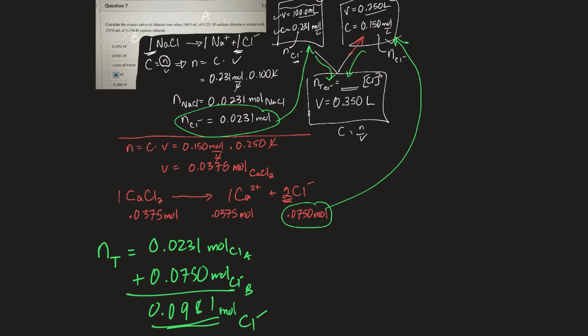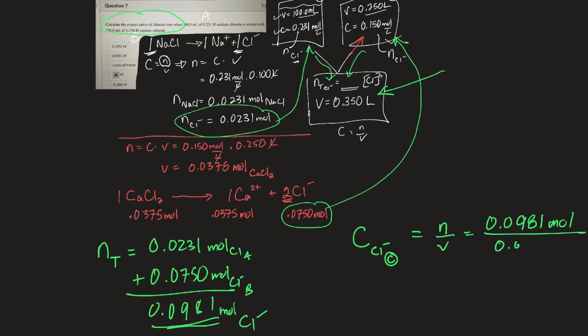But the question says, calculate the concentration of chloride ions. So now, to get the concentration of chloride ions in solution C, that's that one, I have to take the total moles over volume. So the total moles are 0.0981 moles. And I have to divide that by the total volume, which I figured out was 0.350 liters.